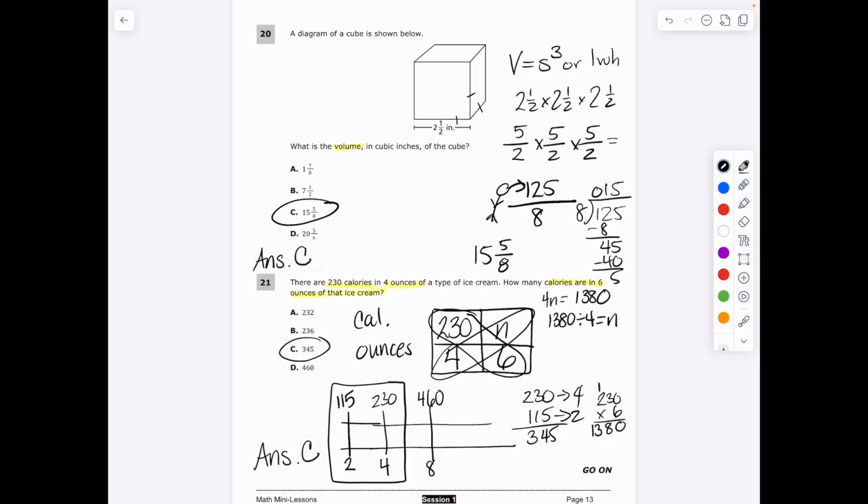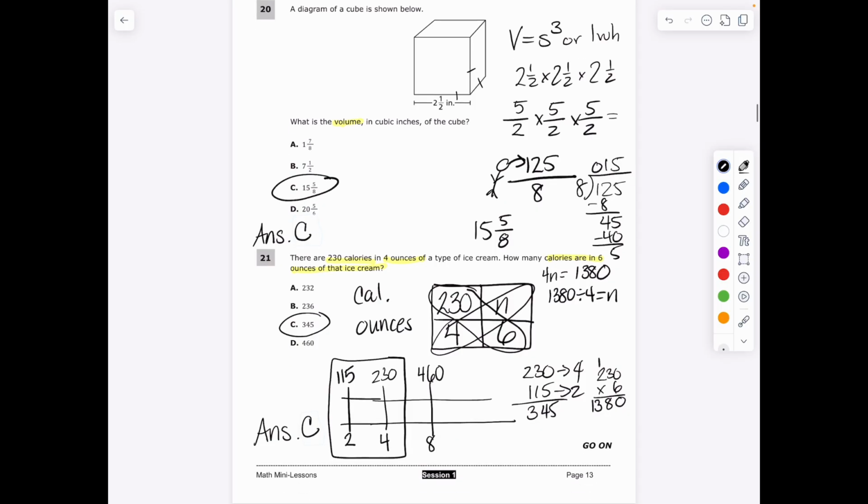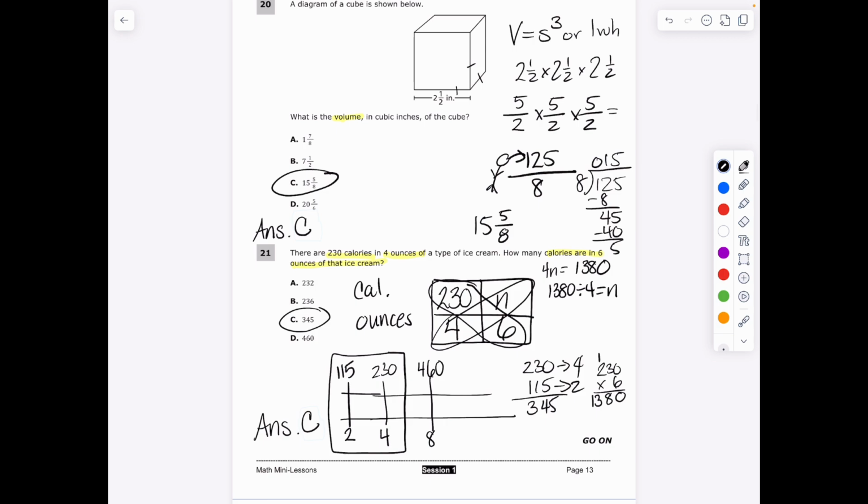If you do that division work, I want to give myself a little bit of space to do it. I'll do it over here. We still should get 345. Matter of fact, I'm going to give us some space here so you can really see it.